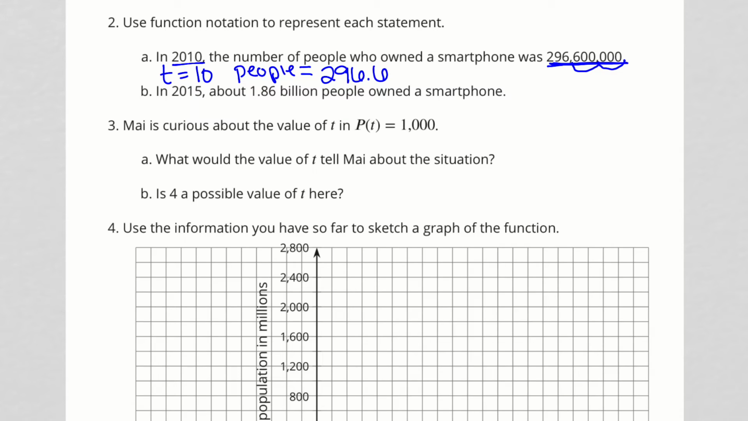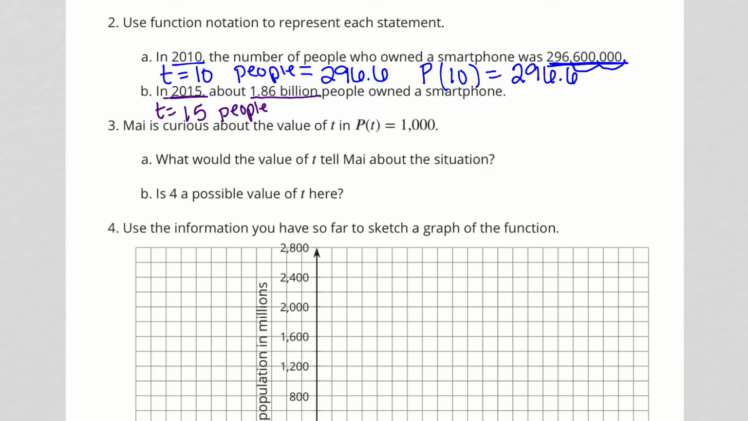So what would my equation look like in function notation? What did it look like on the last page? It was P, parentheses, the time. So capital P, parentheses, the 10, parentheses, equals 296.6. Okay, on the next one, we have 2015. What is my T here? T would be 15. What would my people be for 1.86 billion people?